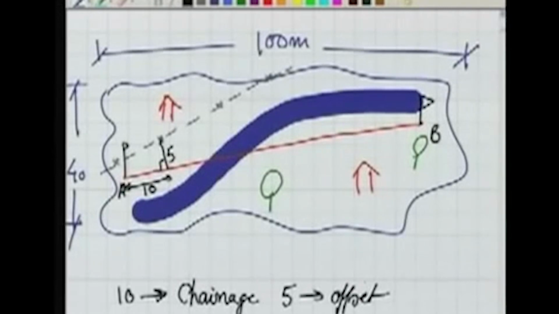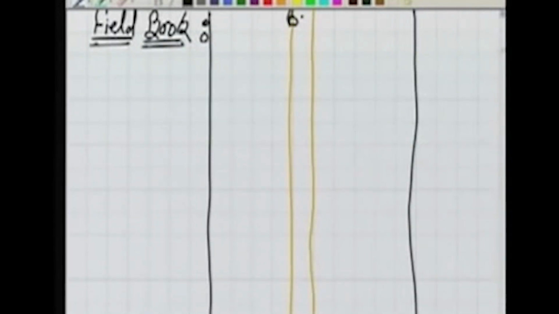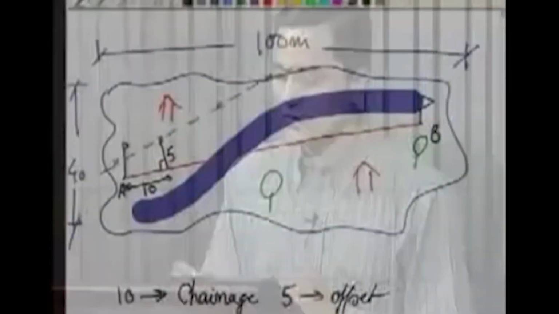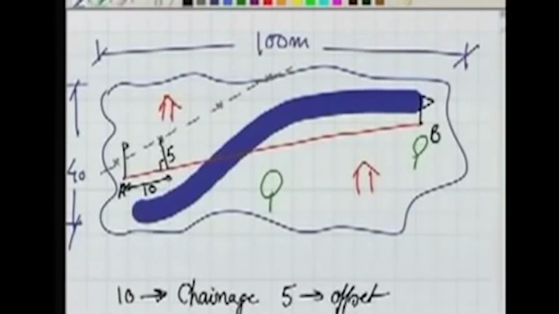Now how do we record it? To record it in the field book, if you see in the map, you start walking from A to B, this offset at a chain edge of 10 is towards our left hand side, because you are walking from A to B. So on your left at 5 meter you have an offset of 5 meter.